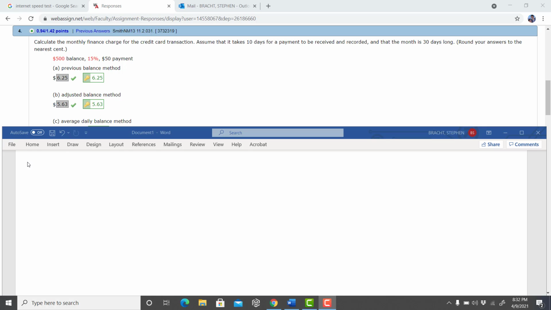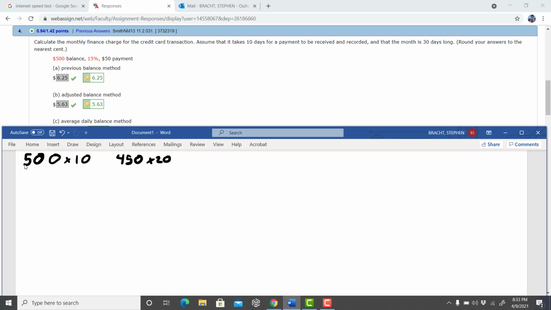So we've got 500. Okay. And that balance is in effect for 10 days. So I'm going to multiply that by 10. And then 10 days into the month, a payment is made, and that payment is $50. And so that reduces the balance to $450 when that payment is made. And that balance is in effect for the rest of the month, which is 20 days. So I multiply that by 20.